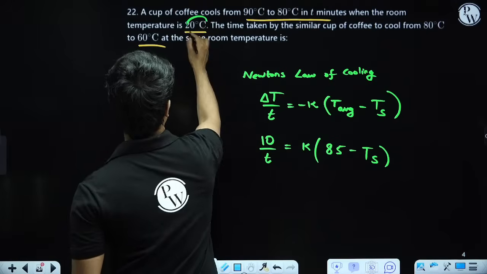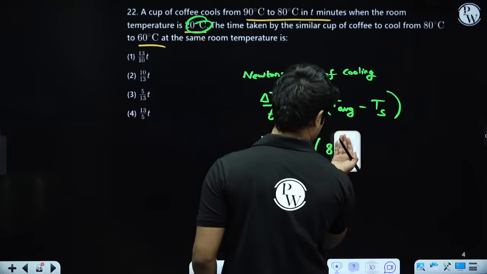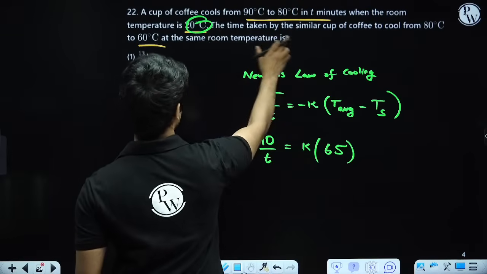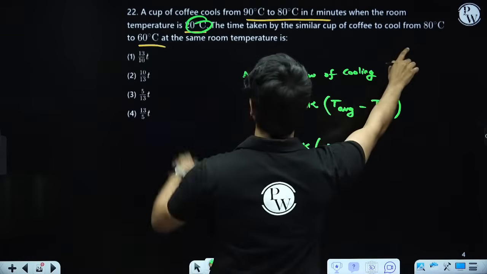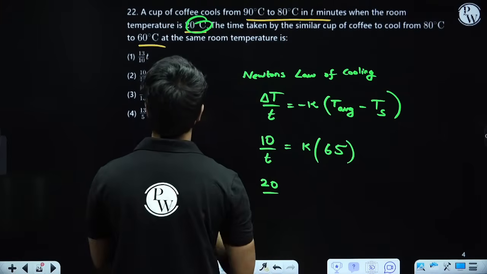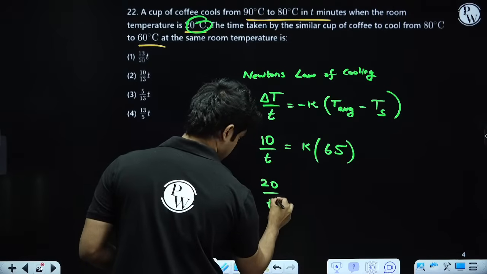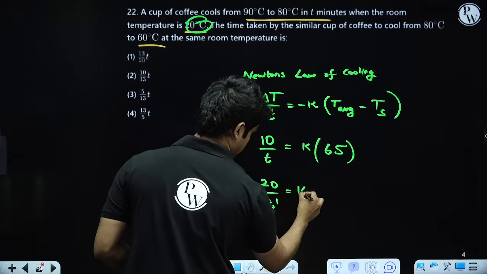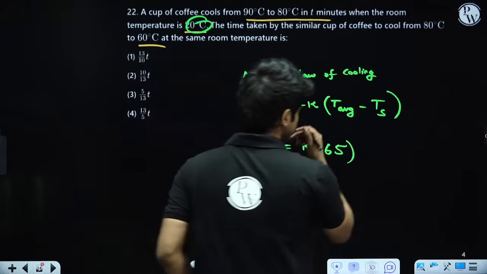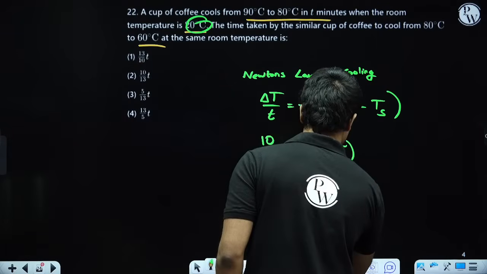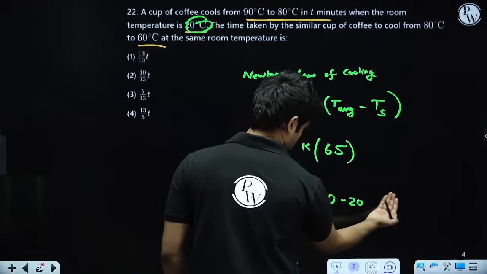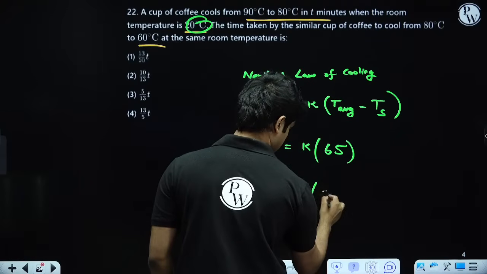Okay, room temperature is given, it is 20. So 80 minus 20 will be 65. And in the second equation, the delta T is 80 to 60. So delta T is 20 divided by the new time, we will write it as T dash equals K times. What is the average of 60 and 80? It will be 70. And minus the room temperature 20. So this would become 50.